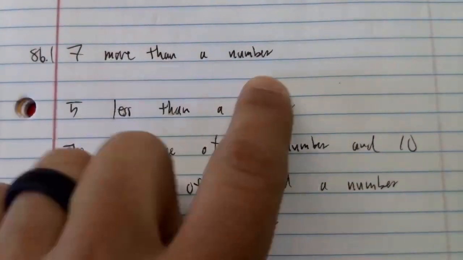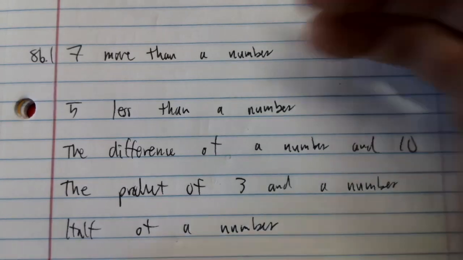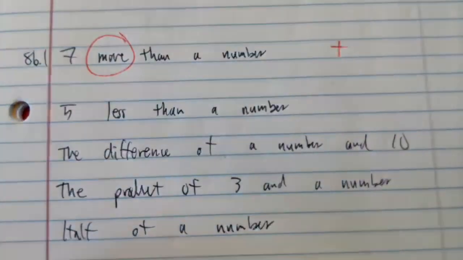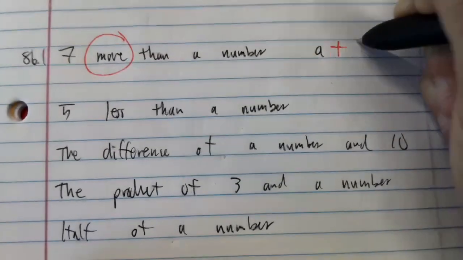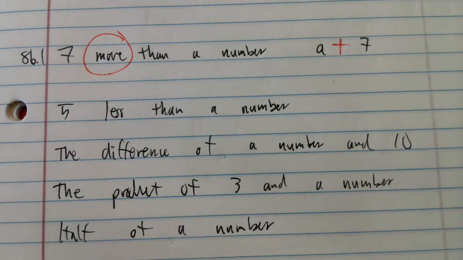7 more than a number. 7 more than a number means I'm going to add a number and 7. I just chose the letter A. But you could use any letter. You could do X if you wanted. What about 5 less than a number? Let's just hit the hard one before you guys leave. 5 less than a number.